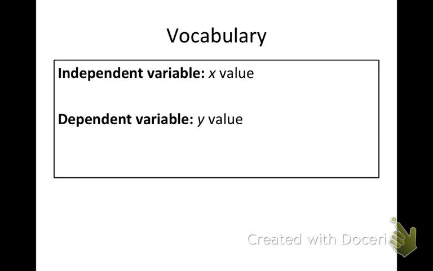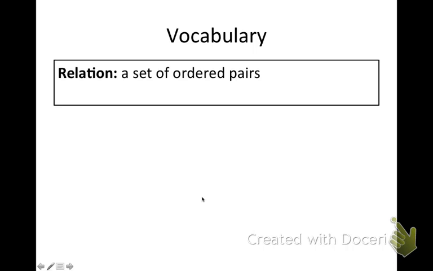So I could pick whatever number I want to put in for x. I could pick 1, 2, 3, 4, 5, 6, 7, 8, 9. I can put whatever number I want in for x, and whatever number I do put in for x will affect the output, which is the y. So the independent variable is x. Your dependent variable is going to be the y. Okay? So when you have a bunch of independent and dependent values, you have something that's called a relation.